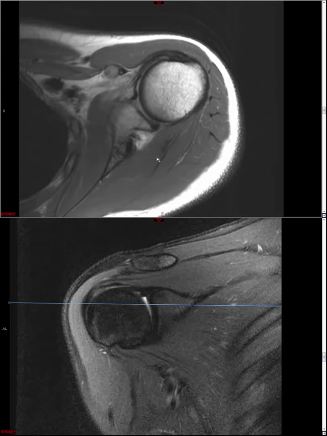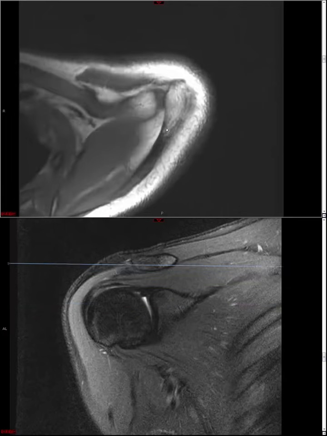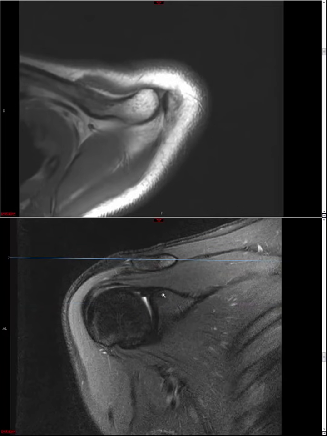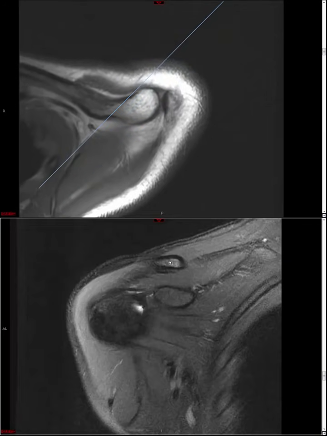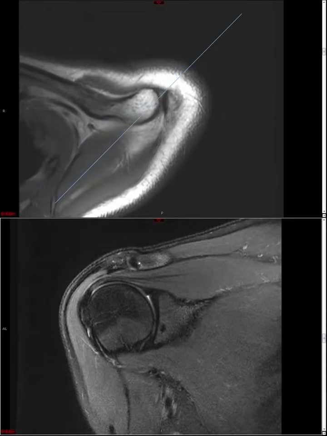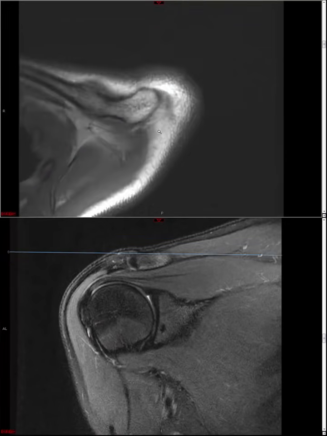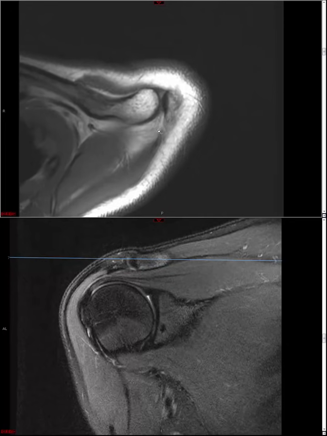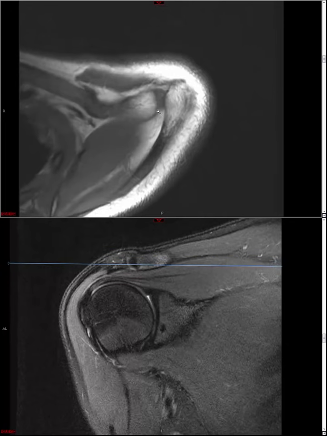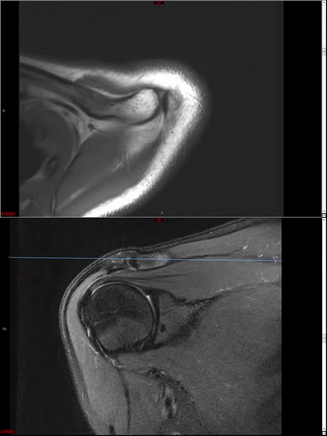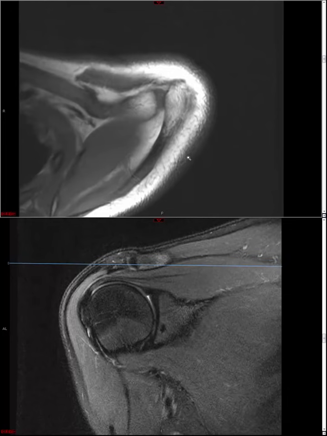Now let's shift gears and look at the AC joint and the acromion. So the AC joint is actually fairly easy to assess. Here's your distal clavicle on your coronals, and here's your acromion. Most cases you'll read will show some degree of OA, so osteophytes, marrow edema, cysts, capsular hypertrophy, and the like. And that's fine. Just be sure that before you call it OA, whatever you're seeing at the AC joint, that it indeed is OA.